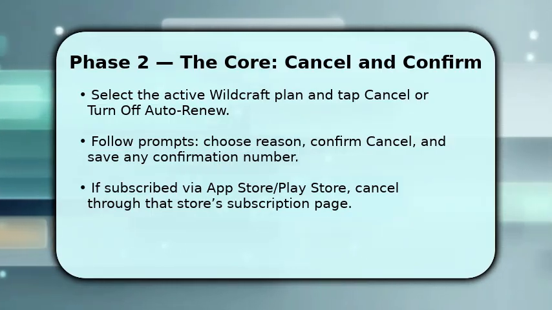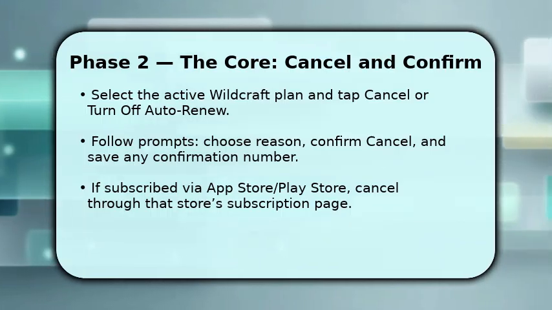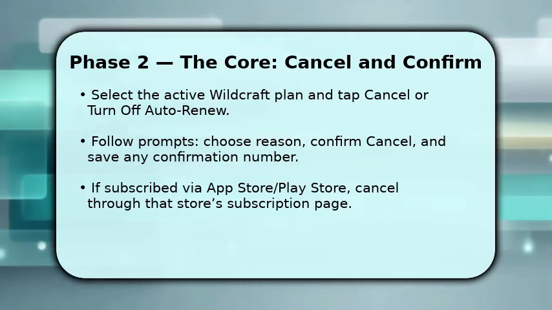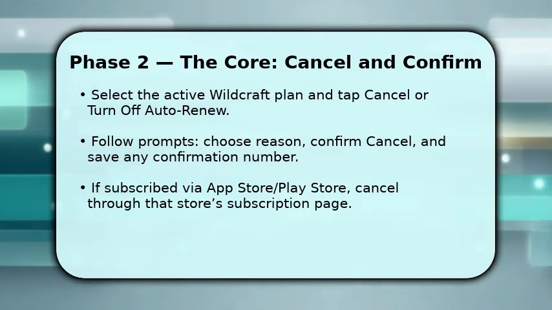If your subscription was set up through the App Store or Play Store, don't cancel in the app. Open the store's subscriptions page and cancel there. Once done, check the displayed expiry date so you know exactly how long access continues. Make sure to capture on-screen confirmation for your records.